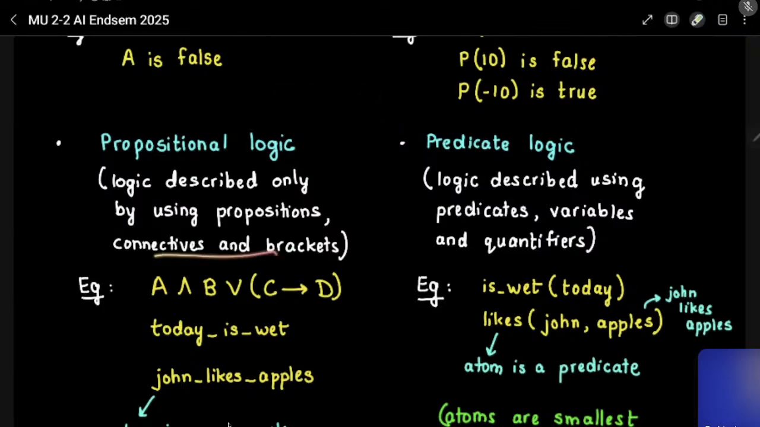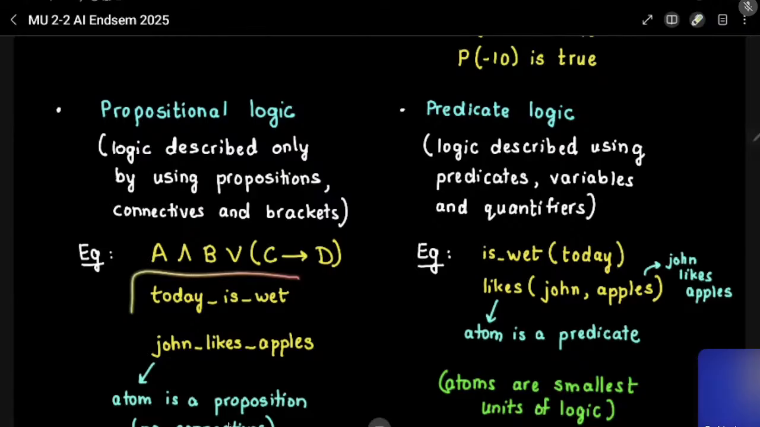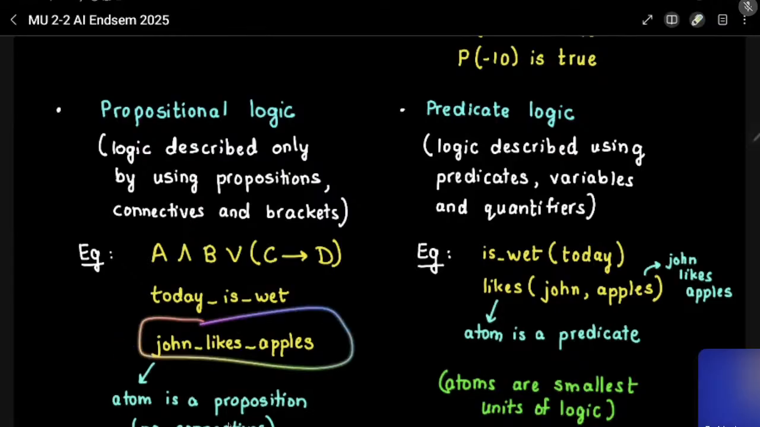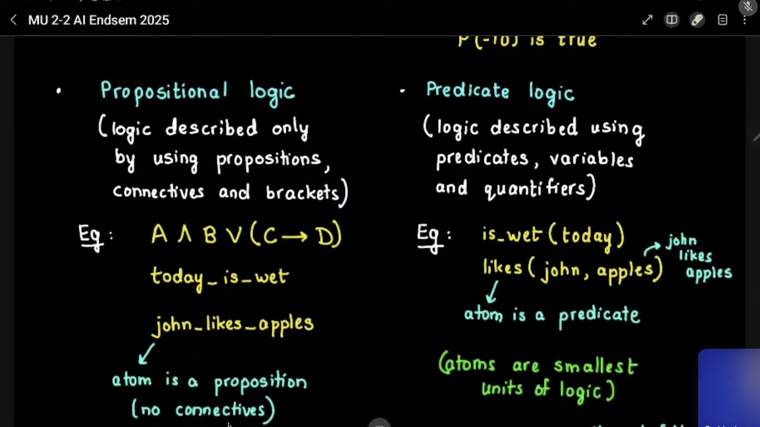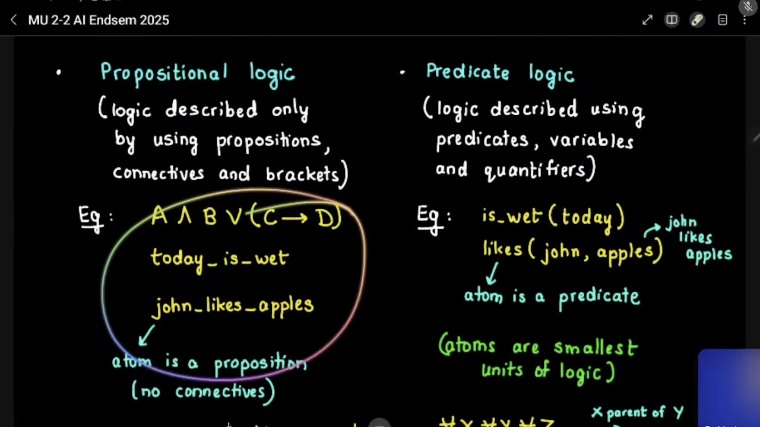So something that looks like this. This is propositional logic. You have some literals which are either true or false, and this entire thing is also either true or false. We have one more example. Today is wet. So it is a proposition. It's either true or false. John likes apples. True or false. So they're all propositions in this.